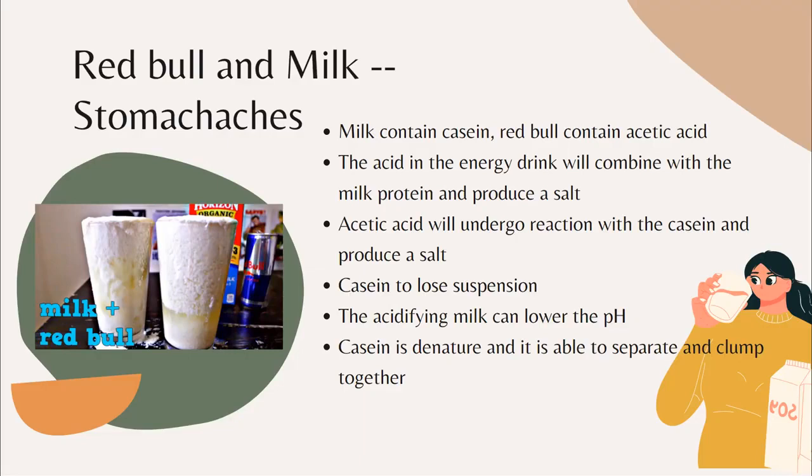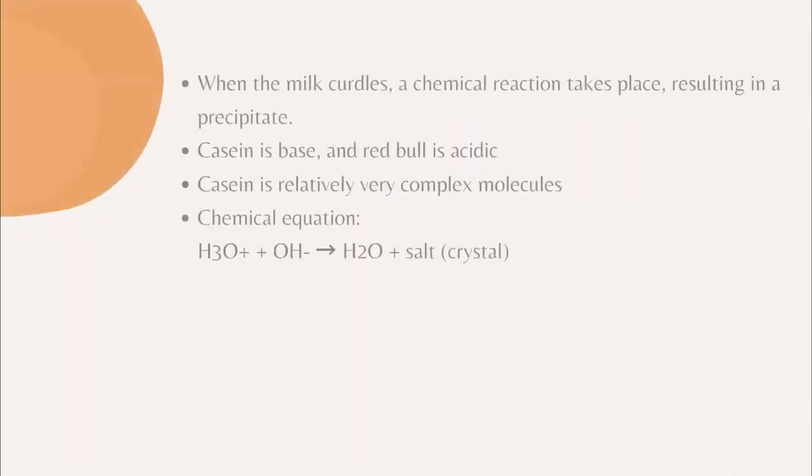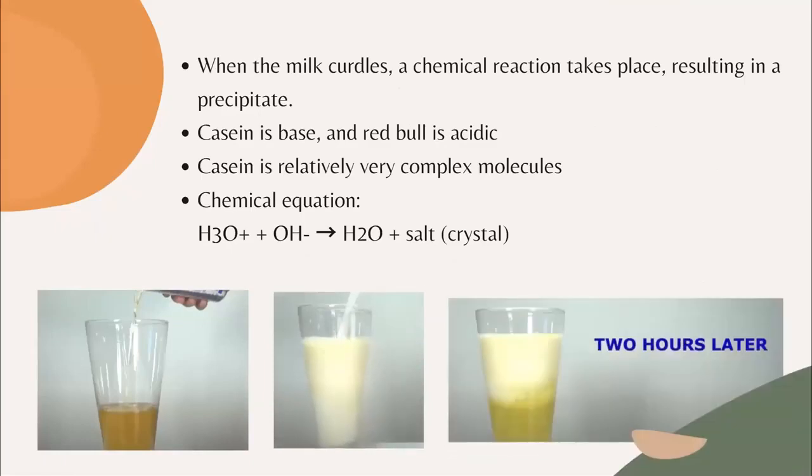The acidified milk can lower the pH value and causes the milk to unwind and unfold. This means that the casein is denatured and it is able to separate and clump together. When the milk curdles, a chemical reaction takes place and results in a precipitate. Casein is basic and Red Bull is acidic. Since casein is made of relatively very compressed molecules, we simplify the equation to H3O plus OH negative producing H2O plus salt.